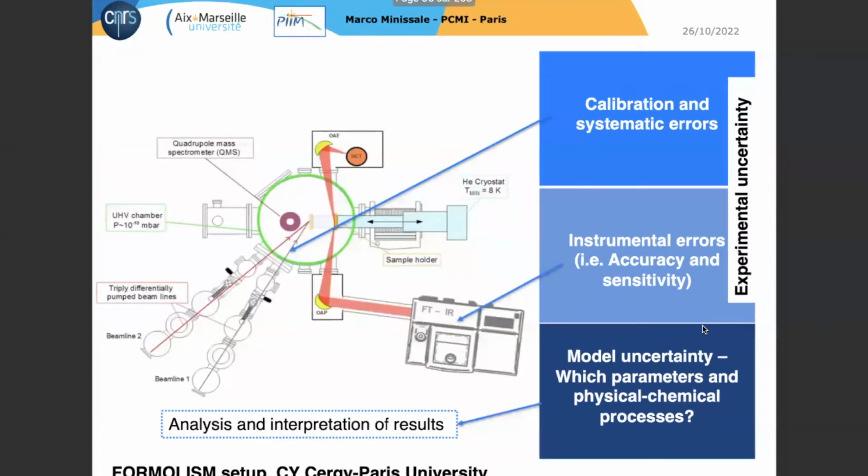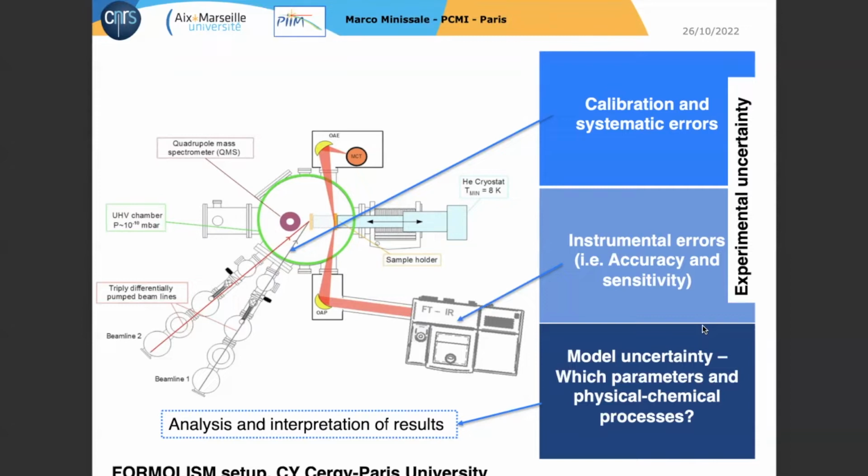So if we take an example of an experimental setup used to study ice laboratory experiments, we see that the calibration and systematic error comes, for example, from the beam line that sends the atoms and the molecules to the surface. Then we have the instrumental error that comes from the instrument that we use, for example, the infrared spectroscopy. But then there is another source of uncertainty. The two here are what we can call experimental uncertainty.